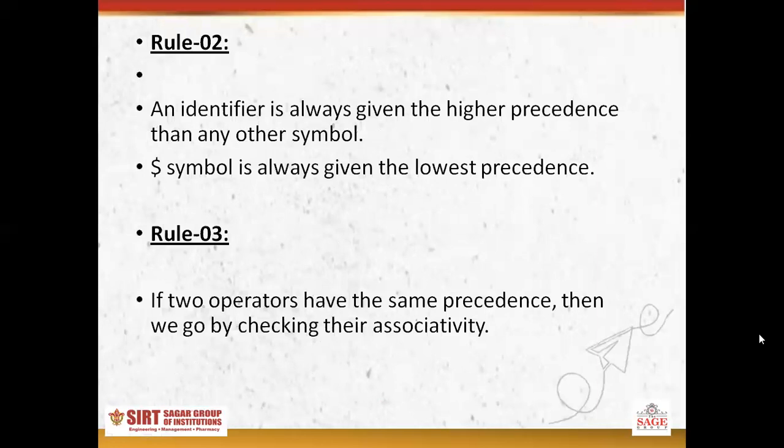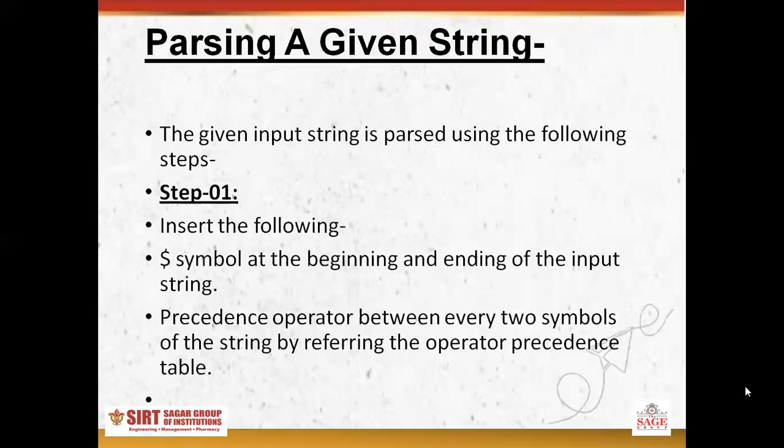Rule number 2: an identifier is always given higher precedence than any other symbol. Identifier, we can write ID as a short form. Dollar symbol is always given the lowest precedence. Rule number 3: if two operators have the same precedence, then we go by checking their associativity.